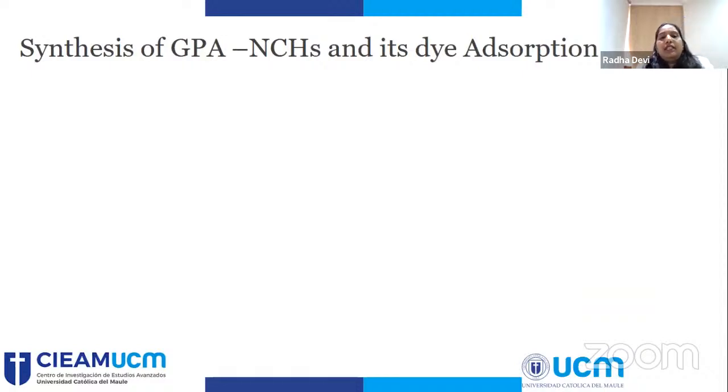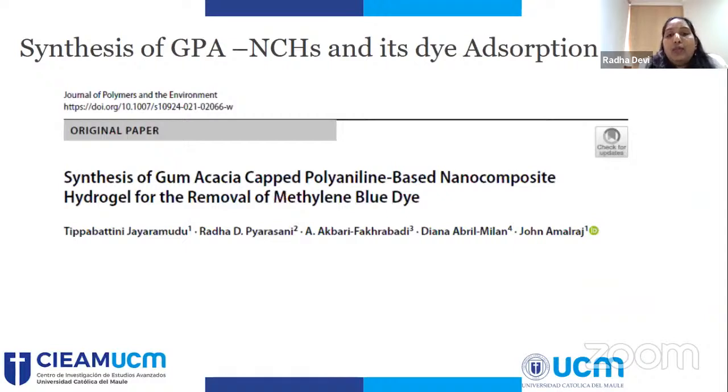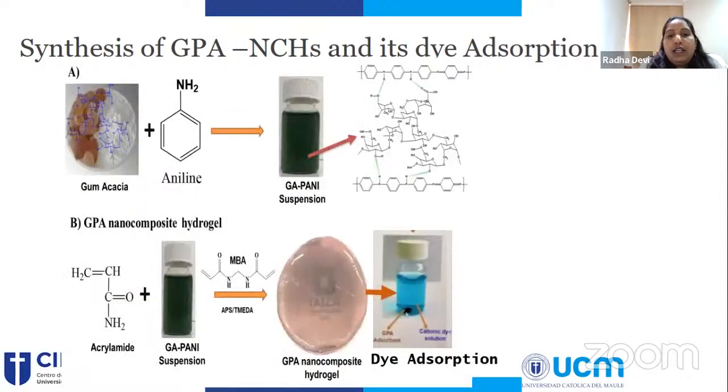In another article, we synthesized gum acacia capped polyaniline based nanocomposite hydrogels for the removal of methylene blue dye. In this work, what we did is we first synthesized the PANI suspension, where we used gum acacia as a capping agent and aniline as a precursor, and we prepared the gum acacia PANI suspension. This PANI suspension we used for the preparation of nanocomposite hydrogel, where we used acrylamide as the monomer, and MBA as a cross-linker, ammonium persulfate and TEMED as an ion pair system to initiate the hydrogel formation.